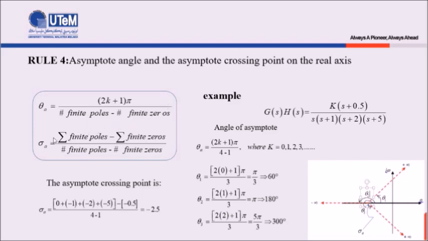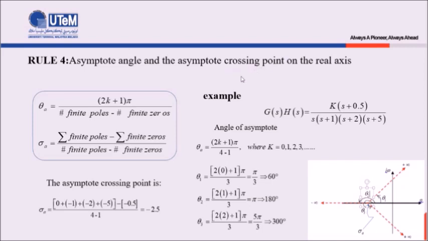To find the asymptote crossing point, we can use this formula, where sigma asymptote equals the summation of finite poles minus the summation of finite zeros, divided by the number of finite poles minus the number of finite zeros. Through these two equations, we can find the information about the angle of asymptote and the asymptote crossing point.